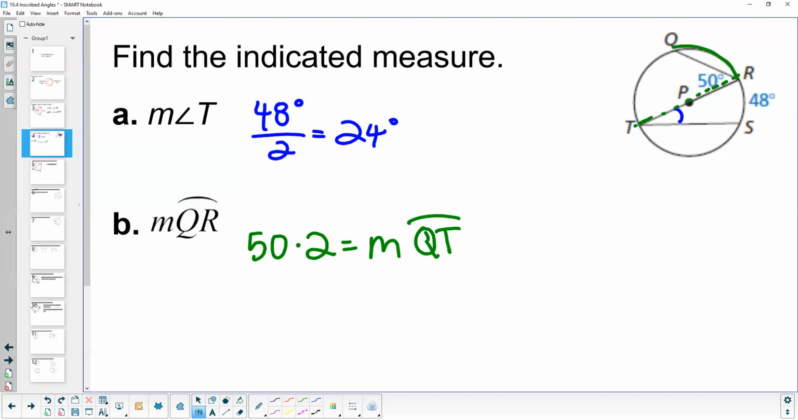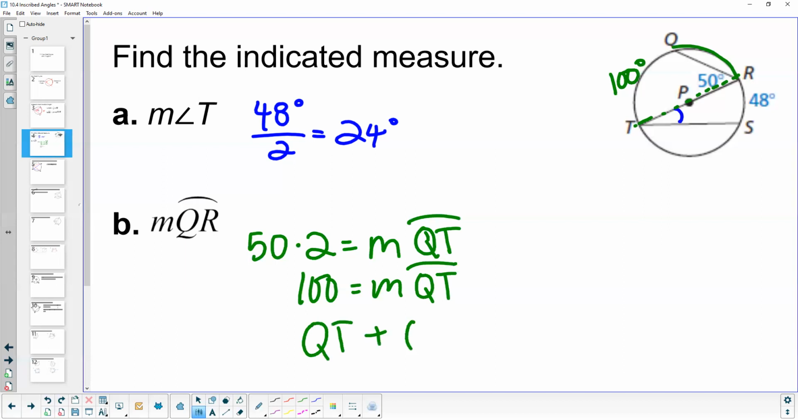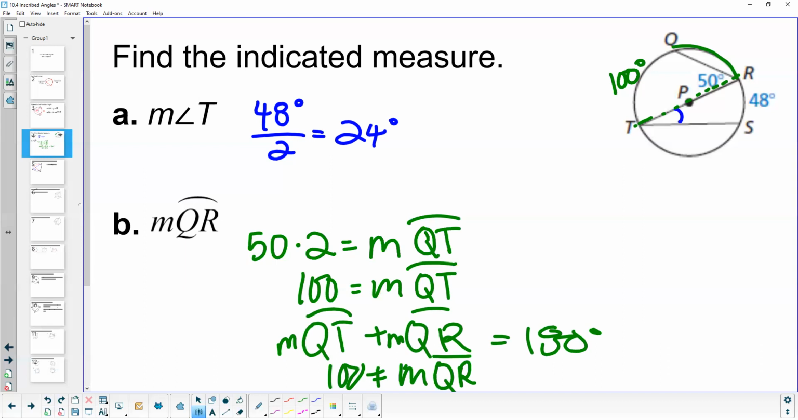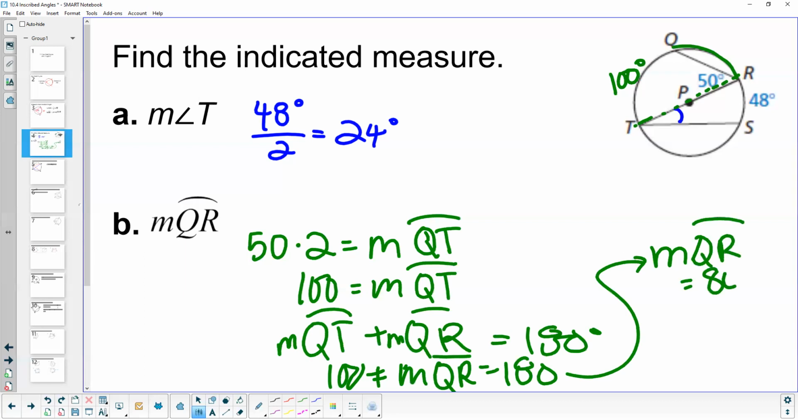And so we know that this measure of this arc is actually going to be 100 degrees. So from Q to T is 100 degrees. Then what we want to figure out is what Q to R is. Well, we know Q to T plus Q to R is going to be 180. We know the measure of those two arcs will be. And so if this one is 100, we've got 100 plus that measure of QR is equal to 180. Therefore, that means that the measure of QR is going to be 80 degrees. Okay, so this ends up equaling 80 because we can use that relationship knowing that that's half of our circle.